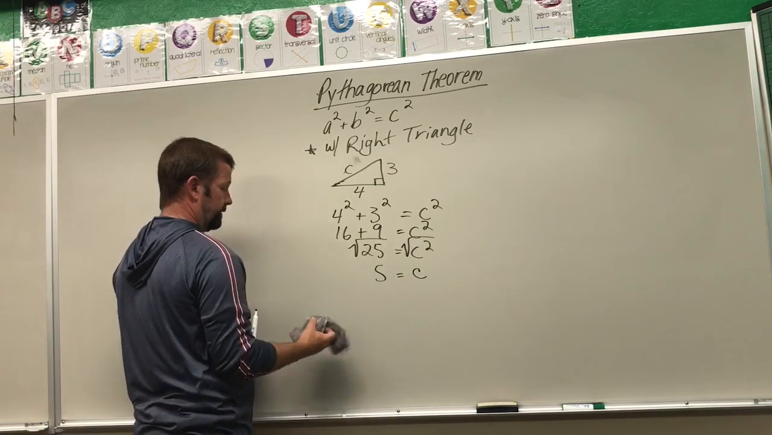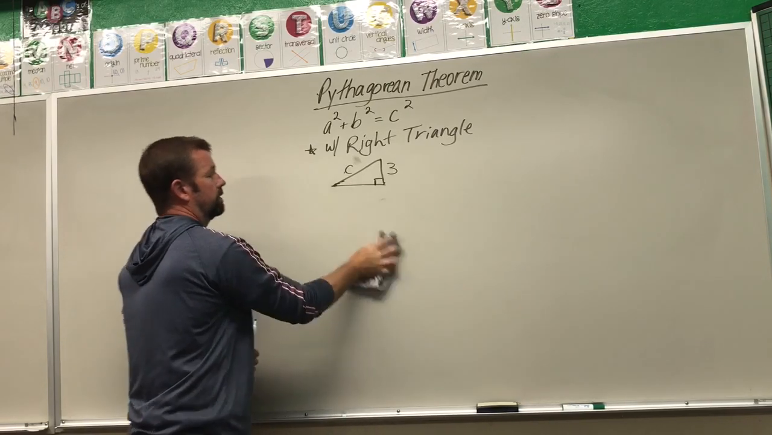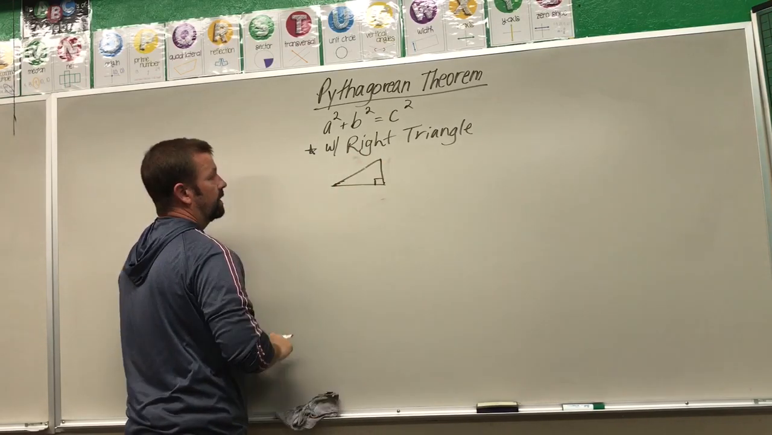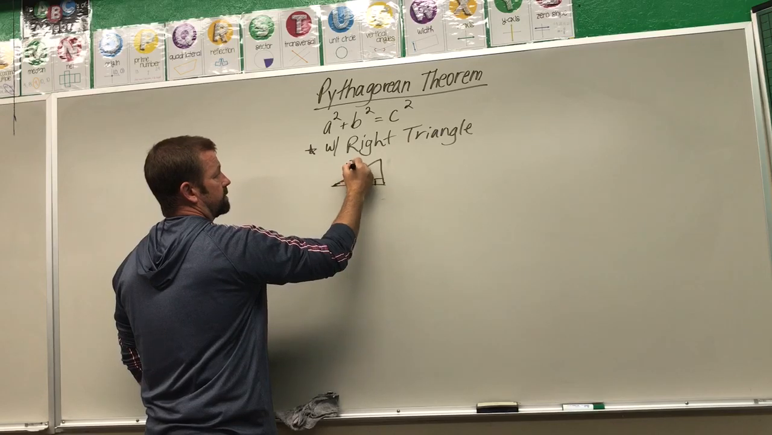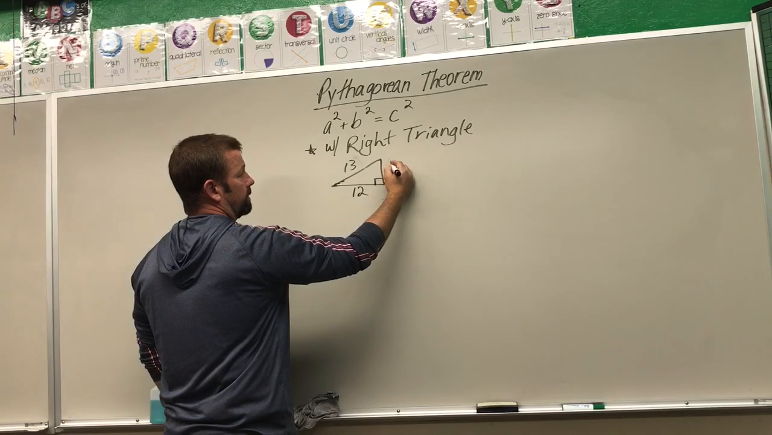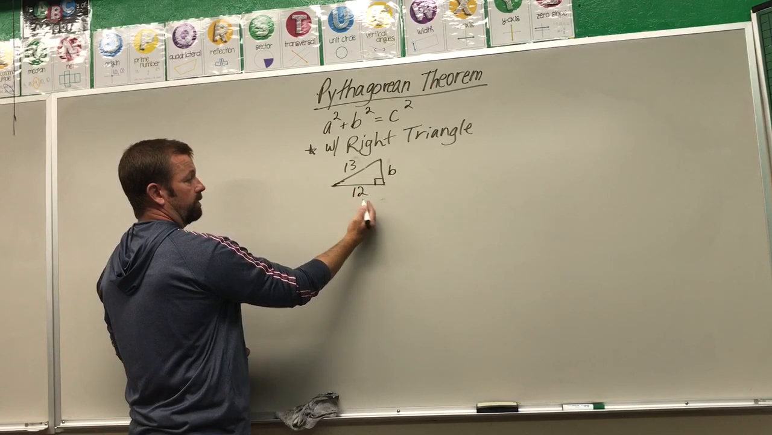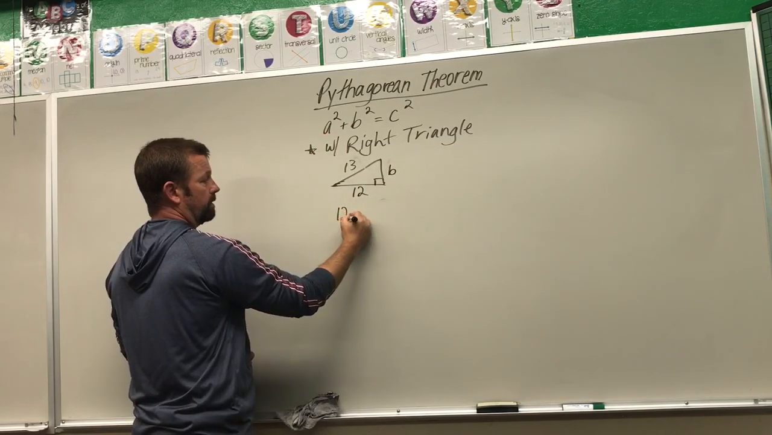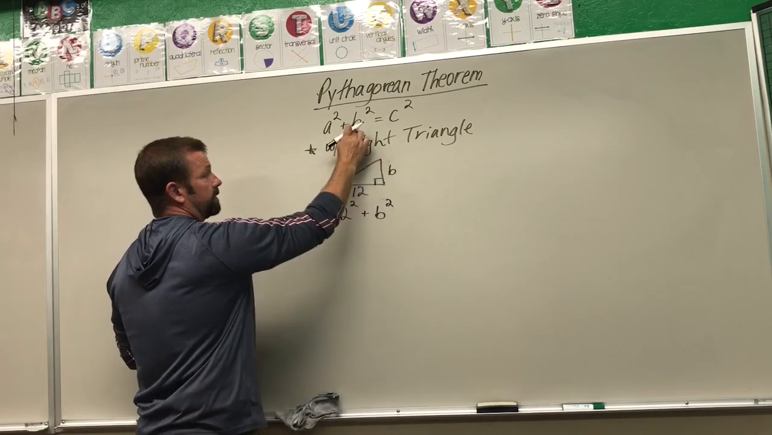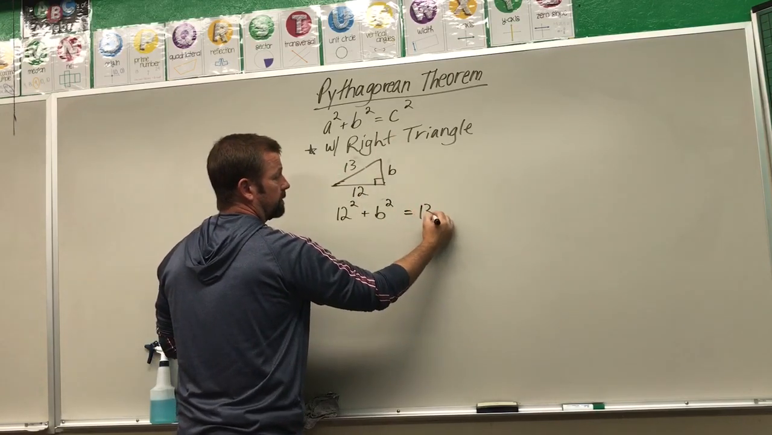Sometimes they'll give you the hypotenuse and a leg, so it's just done a little bit differently. You've got one more step. So let's say our hypotenuse is 13, we've got a leg that's 12, and a missing leg over here, we'll just call it B. So we'll call 12 A, so we're going to square it. B is missing, so we're going to leave it as B, but we are going to square it like the formula asks us to do. And then C is squared, so 13 squared.